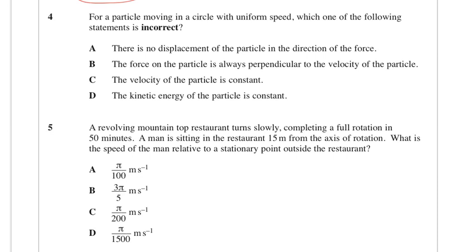For a particle moving in a circle with uniform speed, which one of the following statements is incorrect? There is no displacement of the particle in the direction of the force. That is absolutely correct. Never gets closer to the centre. The force on the particle is always perpendicular to the velocity. That's true. That is a centripetal force. Velocity of the particle is constant. That's false. Speed is, but velocity changes. Kinetic energy is constant. Yes, it is. That's a scalar. So it's option number C.